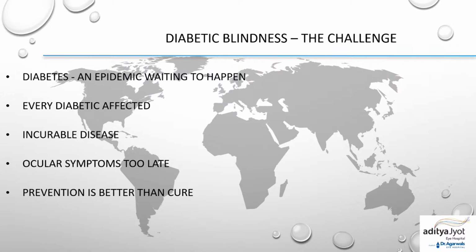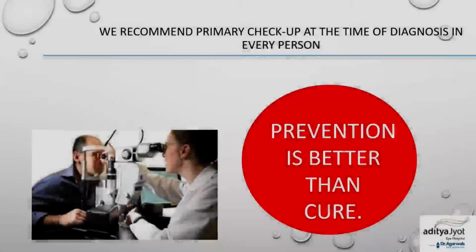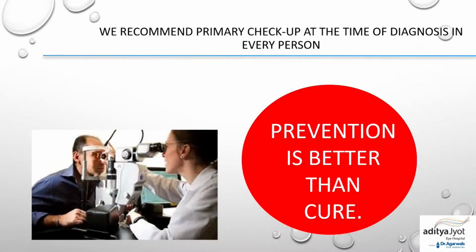So people are waiting for symptoms to go to an eye doctor. So prevention is better than eye care. This is what we learned in preventive and social medicine as an undergraduate some 4 or 5 decades back. We never followed that, but now I think it's very important. Even though I'm an aggressive retinal surgeon and I love surgery, prevention is better than cure.